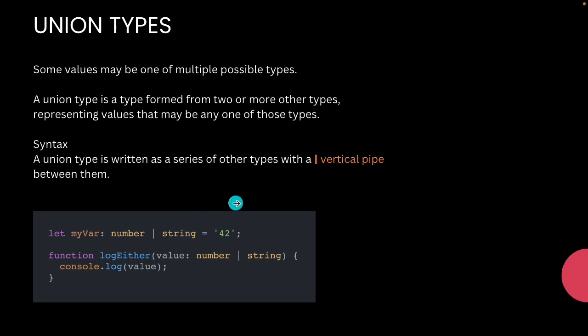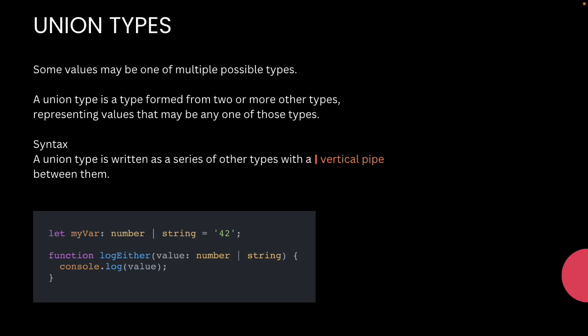Now let's look at union types. We saw that we can assign a type to a variable, but union types are about variables that could have multiple types, not just a number or just a string, but maybe number, string, or even a boolean. So this is where union types come in.